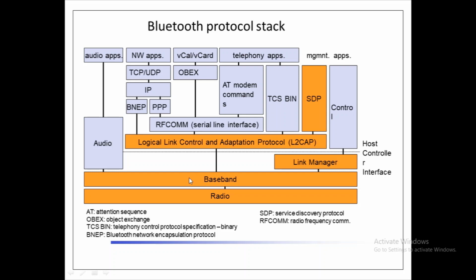Now classical internet applications can still use the standard TCP/IP stack running over PPP, or use the more efficient Bluetooth network encapsulation protocol. Now telephony applications can use the AT modem commands as if they were using a standard modem, right. Now calendar and business card objects, represented here as vCal or vCard, can be exchanged using the object exchange protocol, OBEX, as common with the IrDA interface, right.